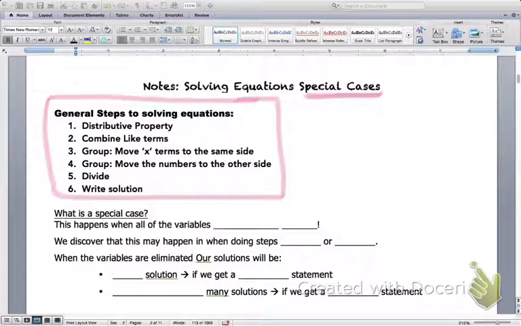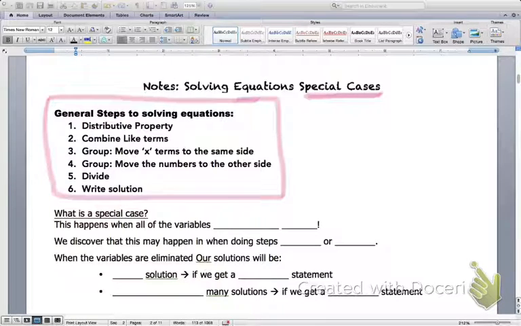So what is a special case of an equation? When it comes to solving an equation, we're used to just saying, solve the equation and then x equals something like 7. We have our one solution and we're done. But not all equations will just have one solution. And this is where our special cases come in.